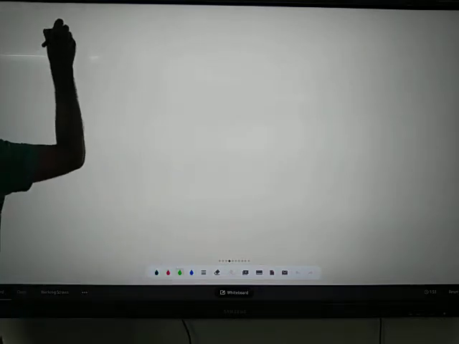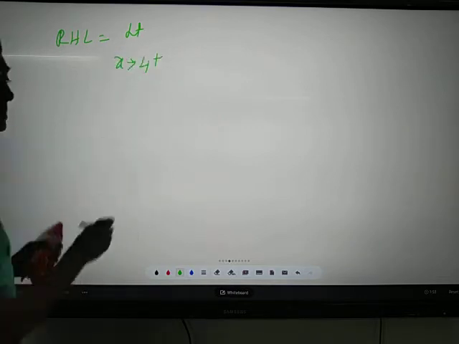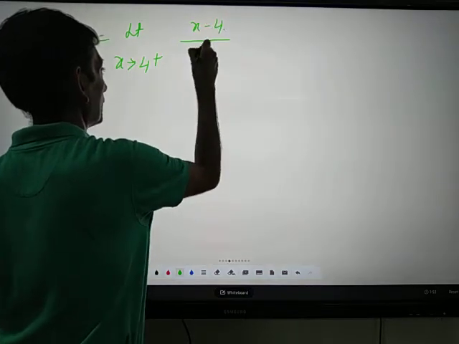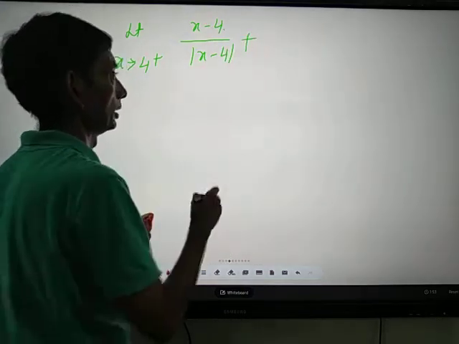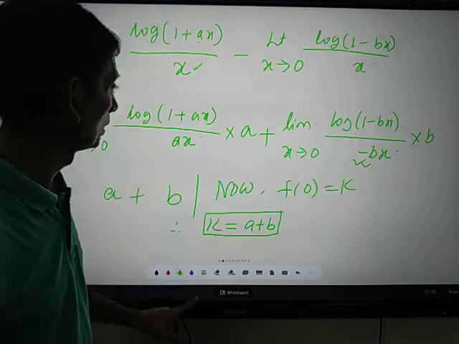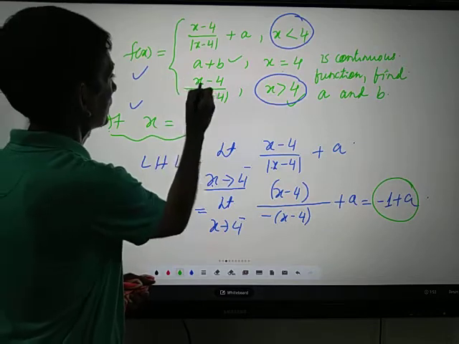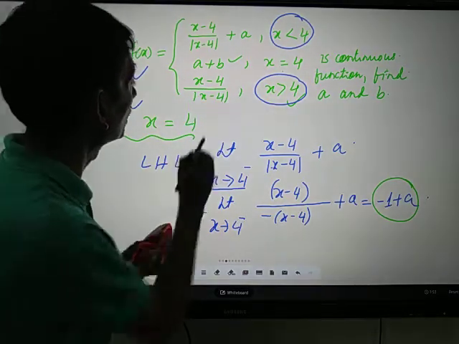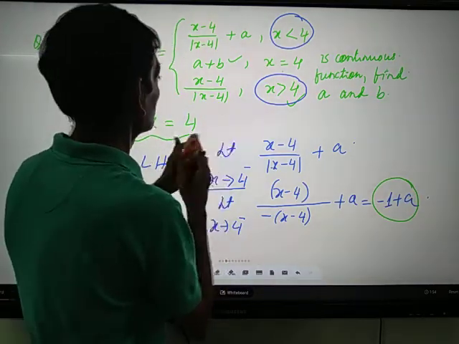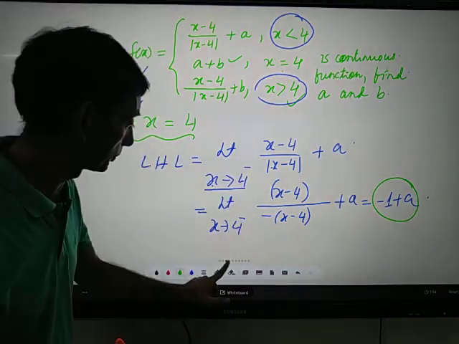Okay, right hand limit. Limit x tends to 4 plus. What is given for the right hand limit? (x minus 4) by mod (x minus 4) plus b. It's given as plus b, so you can just check that value in the question. So this is (x minus 4) by mod (x minus 4), and here plus b is missing. So please correct this. It should be plus b. Okay, so let's just move to this.